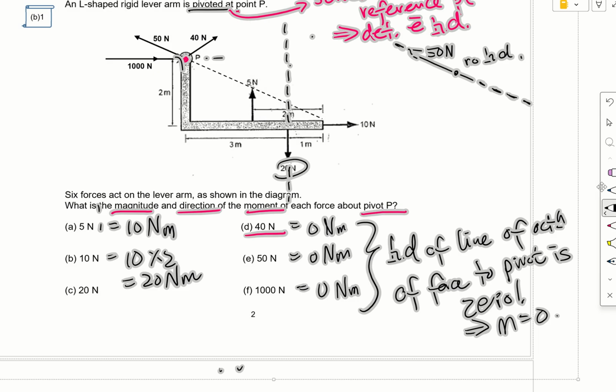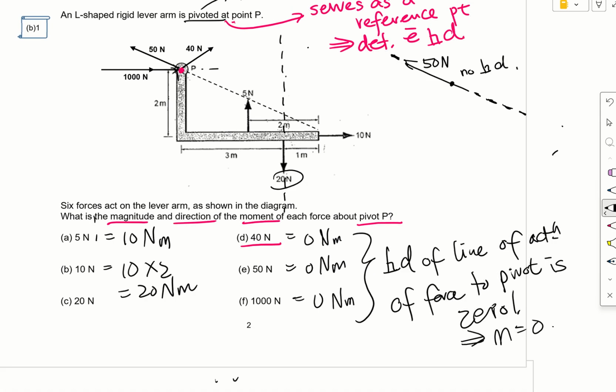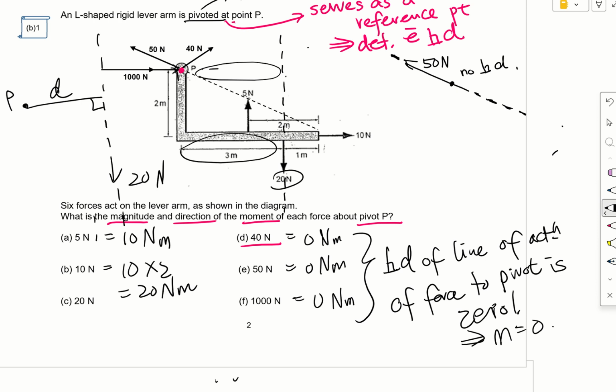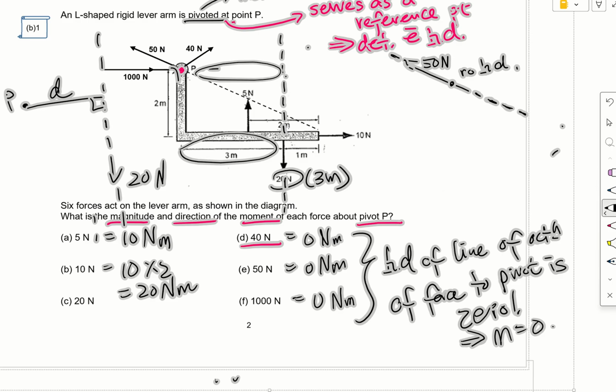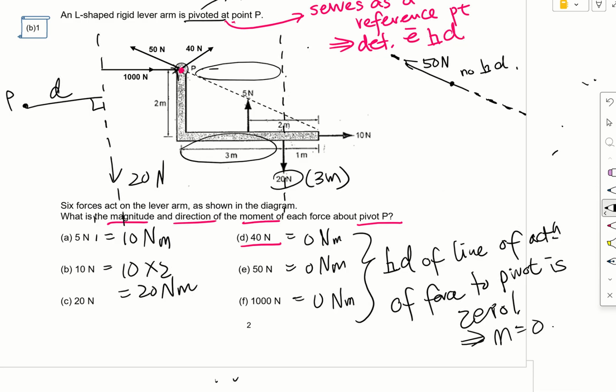Let me put my pivot here outside. Okay, this is my pivot. My 20 Newton is somewhere here according to the diagram. My line of action of the force is this way. This is actually the shortest distance, and this is my perpendicular distance. So I'm looking at something like that, which corresponds to the 3 meters. So I'm going to write my 3 meters here. Multiplying them together, it will be 60 Newton meter.